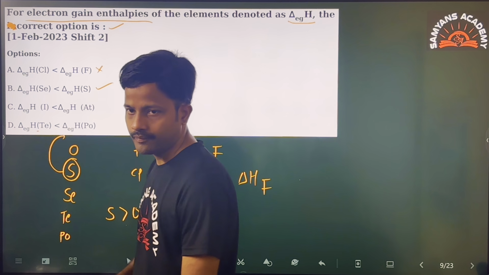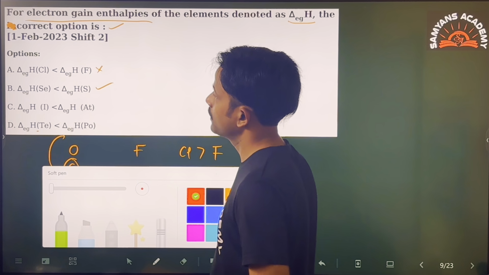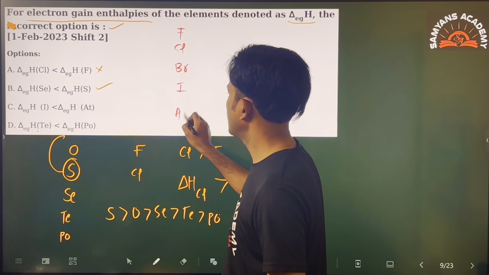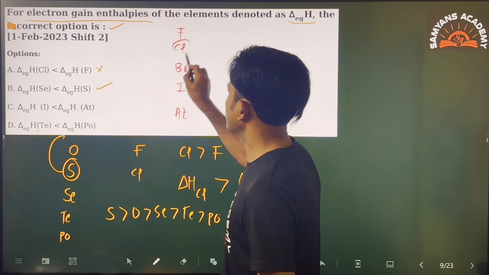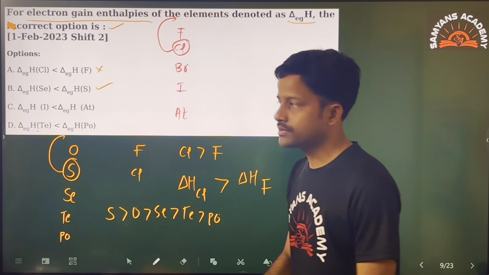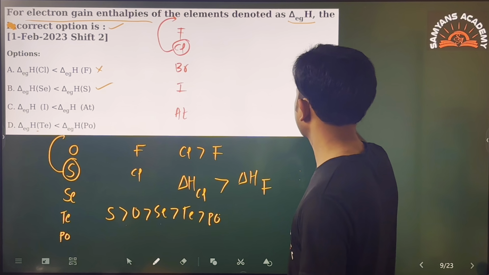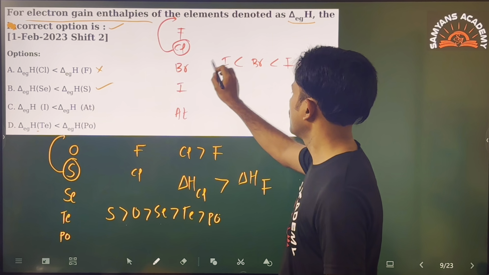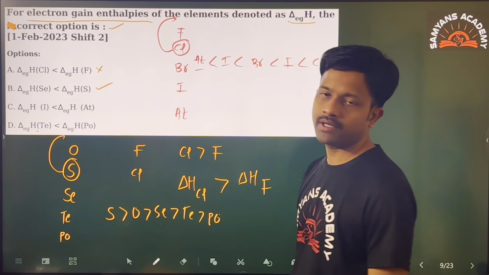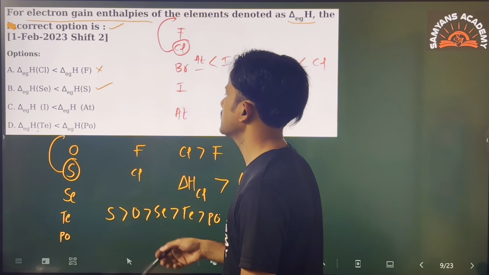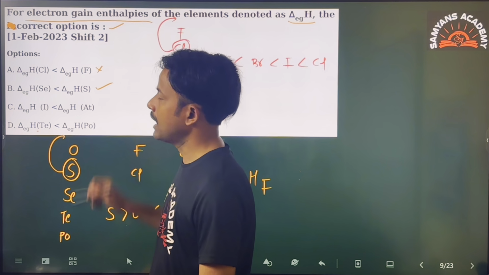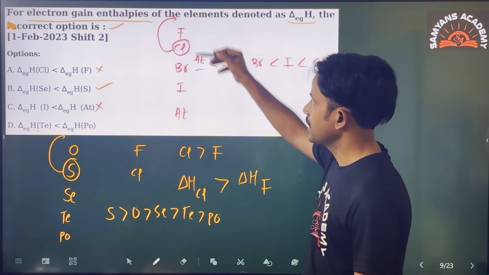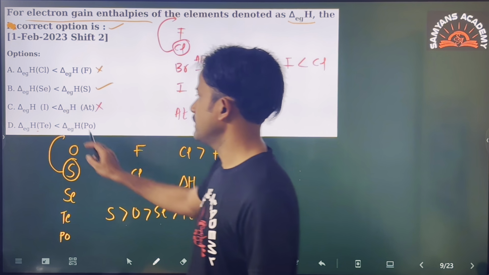Next, iodine, astatine. Iodine and astatine come under which group? Fluorine group, right? Fluorine, chlorine, bromine, iodine, astatine. Now you tell, fluorine has more electron affinity than the remaining elements. Next chlorine will come, next bromine, next iodine, next astatine. Astatine has less electron affinity than iodine, but it is given that iodine has less than astatine. It is not correct. You should see the order. Down the group electron affinity decreases, but it is given in increasing order.